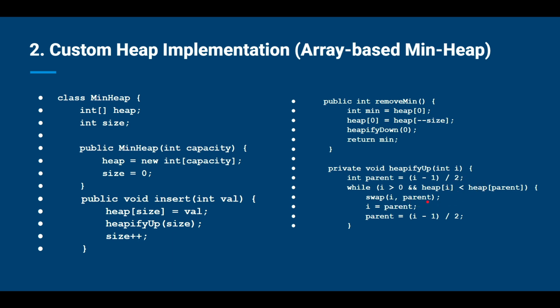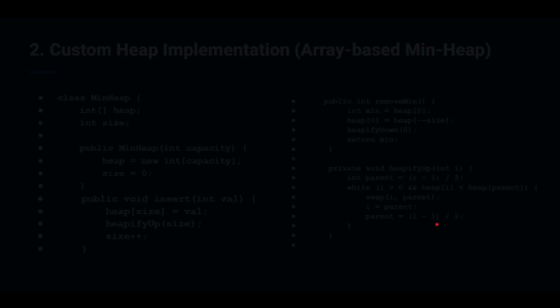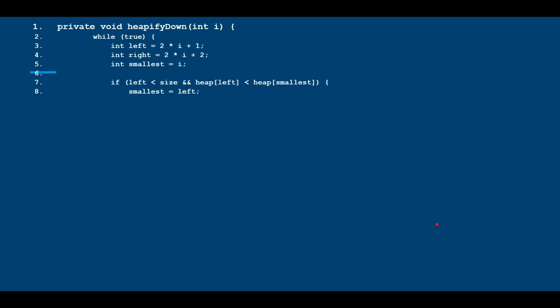So this is a swap function, you just need to swap the values. This is your i, you will update the i, so parent now becomes (i minus 1) by 2, just do it. Similarly you will do the heapify up, and this is your heapify down.